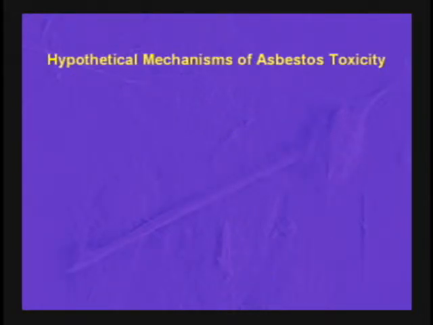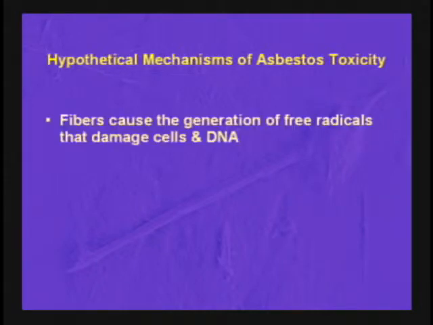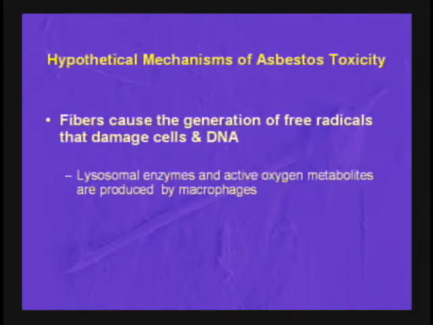So what are some of the hypothetical mechanisms for toxicity? Fibers generate the free radicals that damage cells and DNA. The white blood cells are always secreting lysosomes that they use to dissolve foreign bodies like bacteria, but it doesn't work on asbestos because asbestos is a mineral. So you've got all these free radicals running around that are going to cause damage to cells.